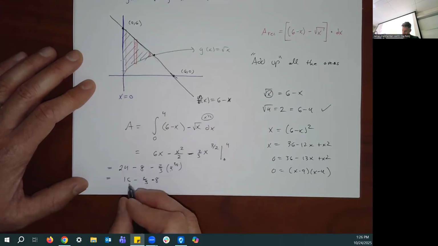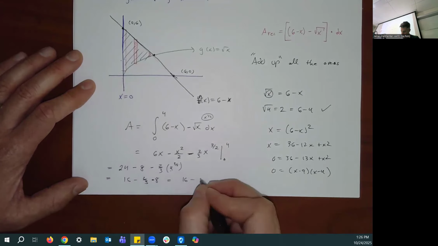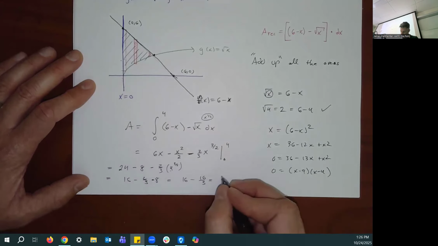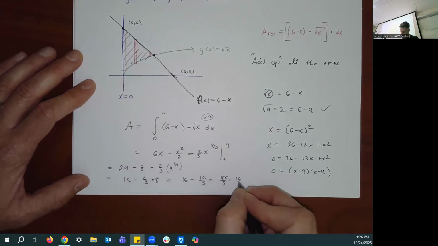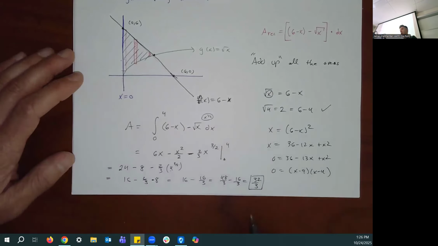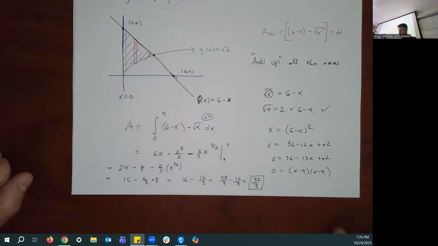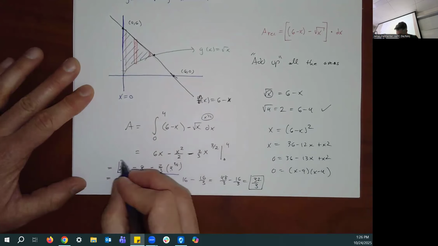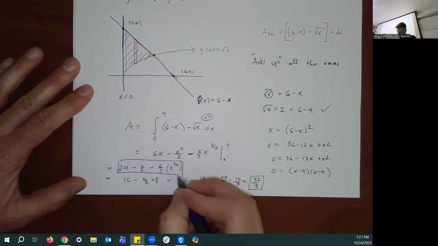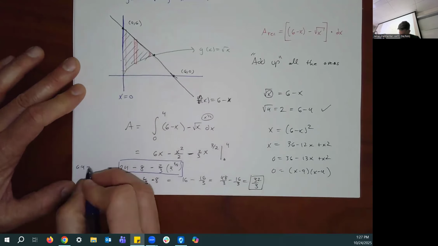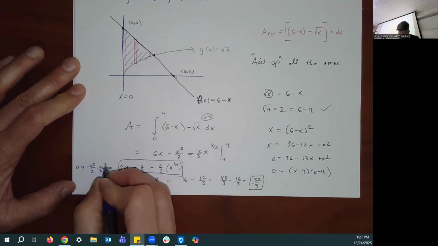So you get 16 minus 16/3. And then that's going to be 48/3 minus 16/3, which is 32/3. I should mention, on an exam, I would recommend stopping right here, or even the step before, like when you were just plugging in 4 and getting 6 times 4 minus 4 squared over 2 minus 2/3 4 to the 3/2.